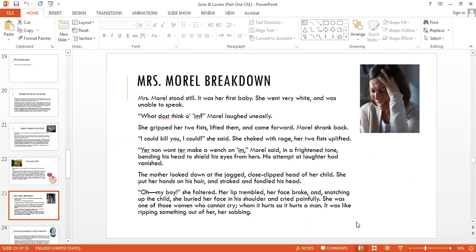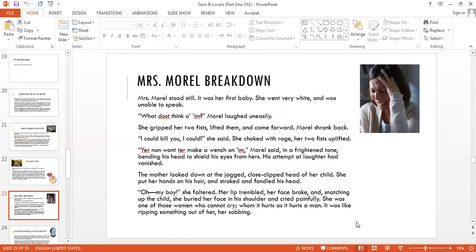Morel, her husband, laughed and said, "Oh, what do you think? Look at him. He looks so beautiful." The mother gripped her two fists, lifted them, and wanted to strike him. "I could kill you. I could." She was filled with rage. He was angry, but then he was frightened by her tone. The mother looked down at the clipped head of her child. She put her hands on his hair and stroked and folded his head.